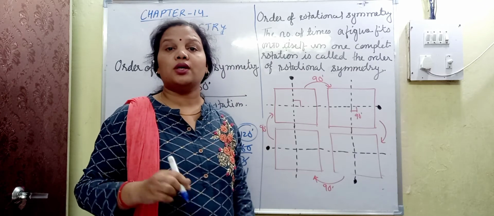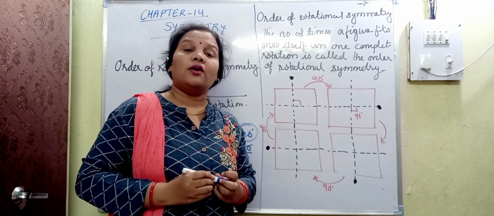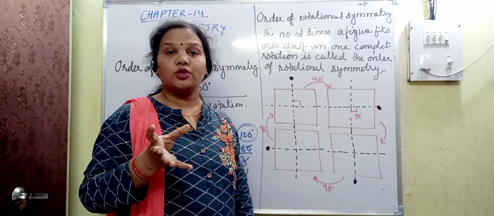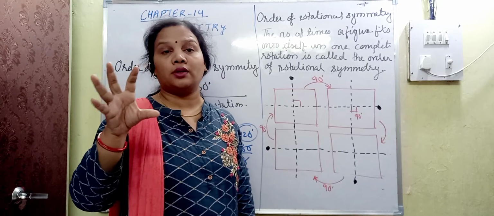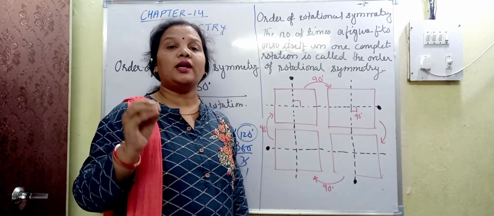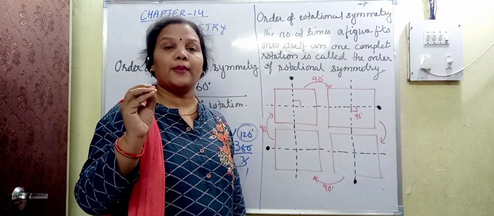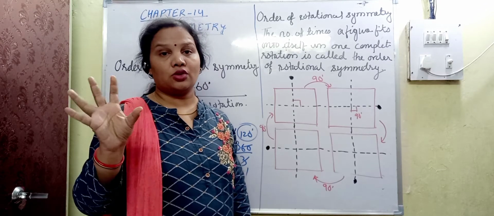Okay, so this is rotational symmetry, where every time you are rotating an object, after the completion of 360 degrees or after that complete rotation, how many times are you going to get the same kind of figure or same size of that figure.